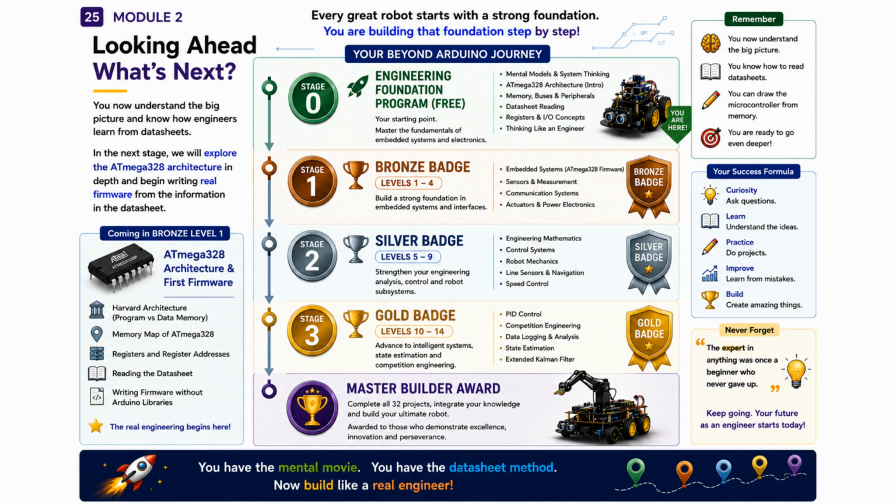But this is only the beginning. Every great robot starts with a strong foundation. And you are building that foundation, one step at a time.